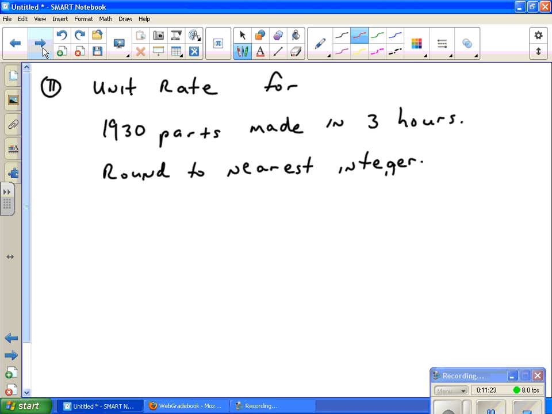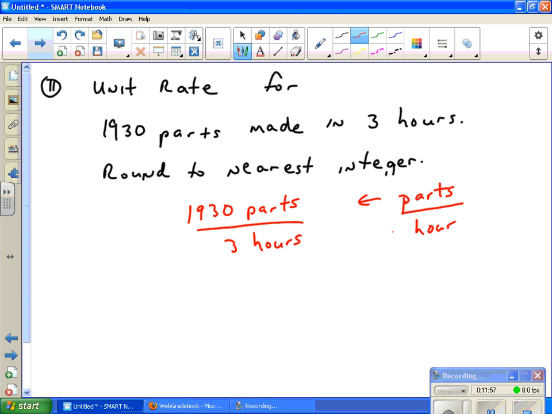Number 11 says find the unit rate of 1,930 parts made in 3 hours, rounded to the nearest integer. If you forget which one to put over the bottom, it says the unit rate, you're looking for parts per hour. That's the order we have it in. If you look here, parts per hour.